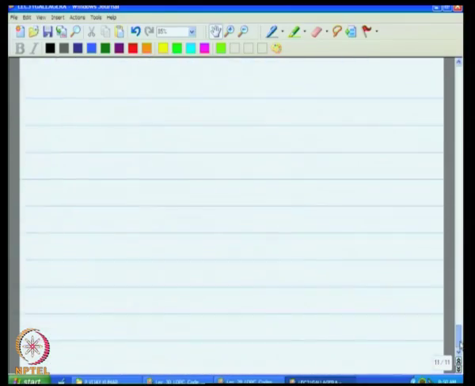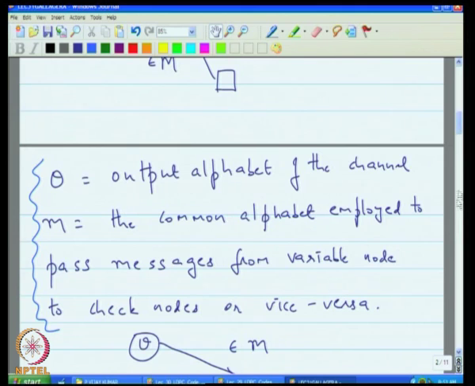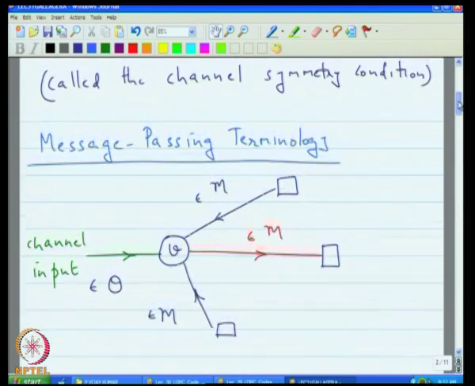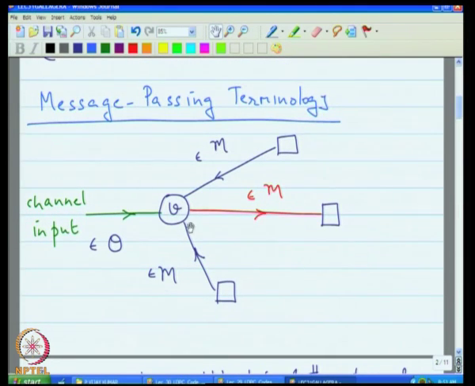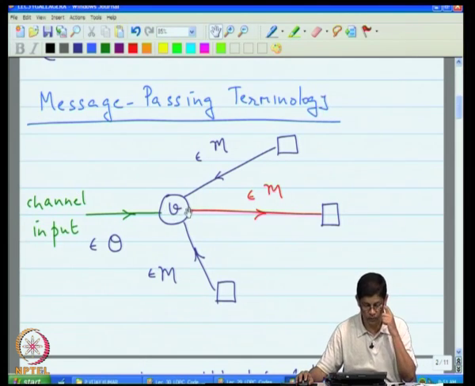So, let us use this other figure here to explain that. Initially, here is your variable node and here is the output of the channel. Initially Gallager's algorithm says, look, my channel output is +1 or -1, I am just going to request the variable node to send out whatever it receives from the channel along all the outgoing edges.